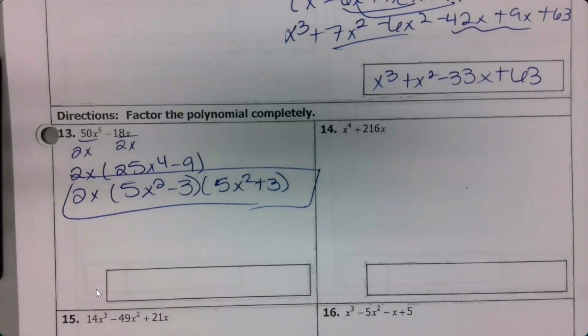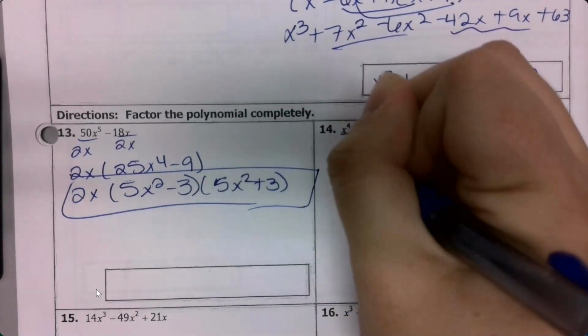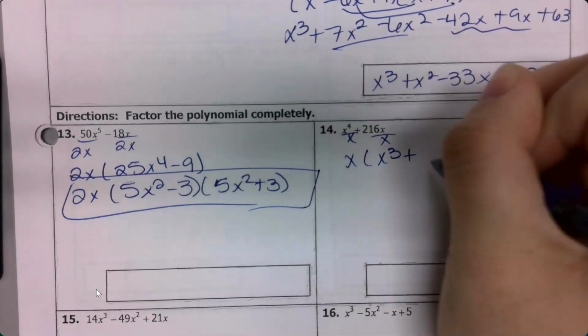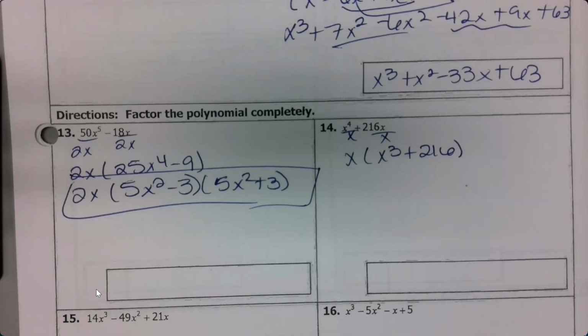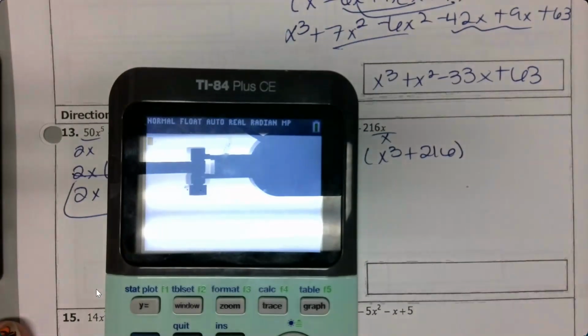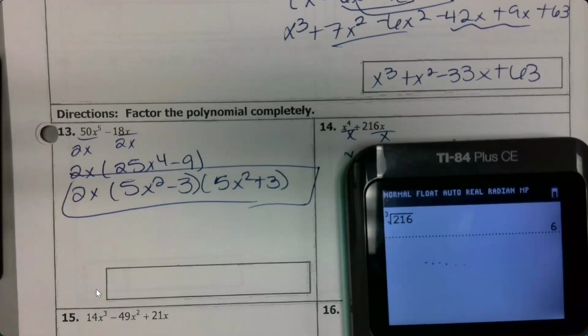On number 14, I can pull out an x from both of these. I get x times x cubed plus 216. This looks like it might be a perfect cube. If I can't remember if 216 is or not, what I can do is I can do math, and then choice 4 is the cube root. I type in 216. It is a perfect cube, which gives me 6.